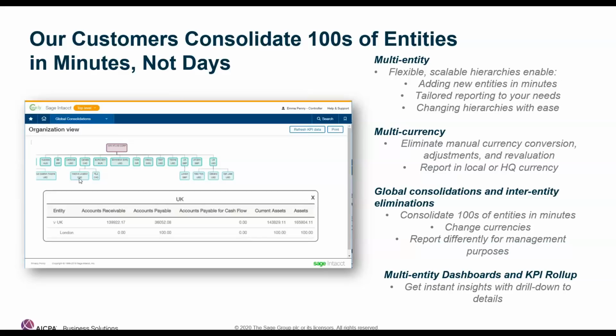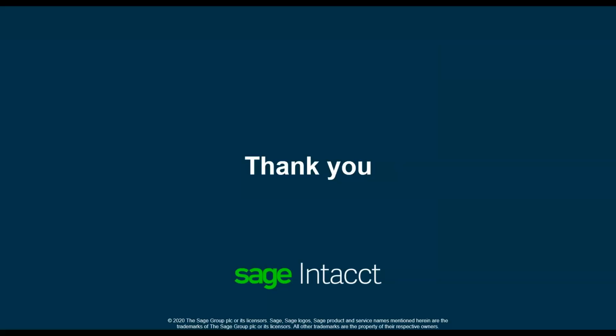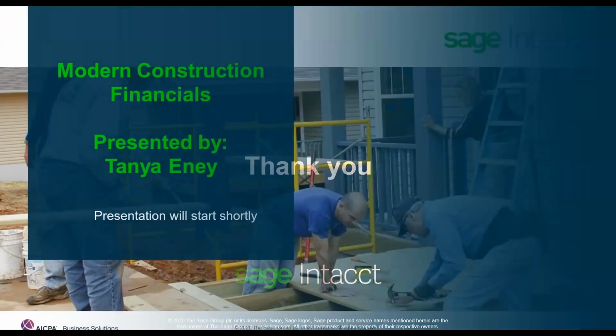maybe sub-companies underneath that, divisions. We want to be able to roll that all up to a consolidated view but then also break it down and look at it on individual levels. And we're going to be able to do all of that in Intacct. And then lastly, be able to see project profitability and further dashboarding. So we'll take a look at some of the dashboards that are available in Intacct. So with that, let's hop into Intacct.